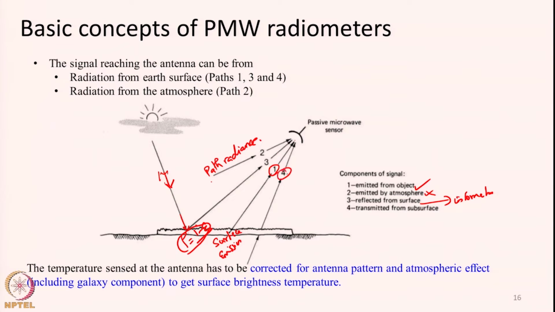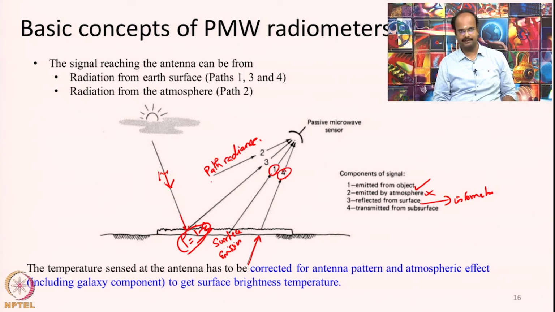And the fourth component, especially present in microwave wavelengths, is emission from the subsurface features. This is one of the major differences between TIR remote sensing and microwave remote sensing. In microwave remote sensing, the emission emitted by features slightly below the surface also will reach the sensor because of the penetration capacity of microwaves.